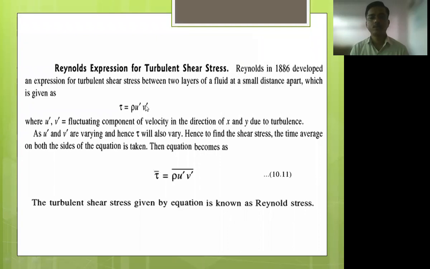As u dash and v dash vary, tau will also vary. Hence to find the shear stress, the time average on both sides of the equation is taken, and the value is calculated accordingly. Then the equation becomes tau bar is equal to rho u dash into v dash bar, where the bar denotes the average value. This is the time average taken to find the turbulent shear stress using the Reynolds equation.